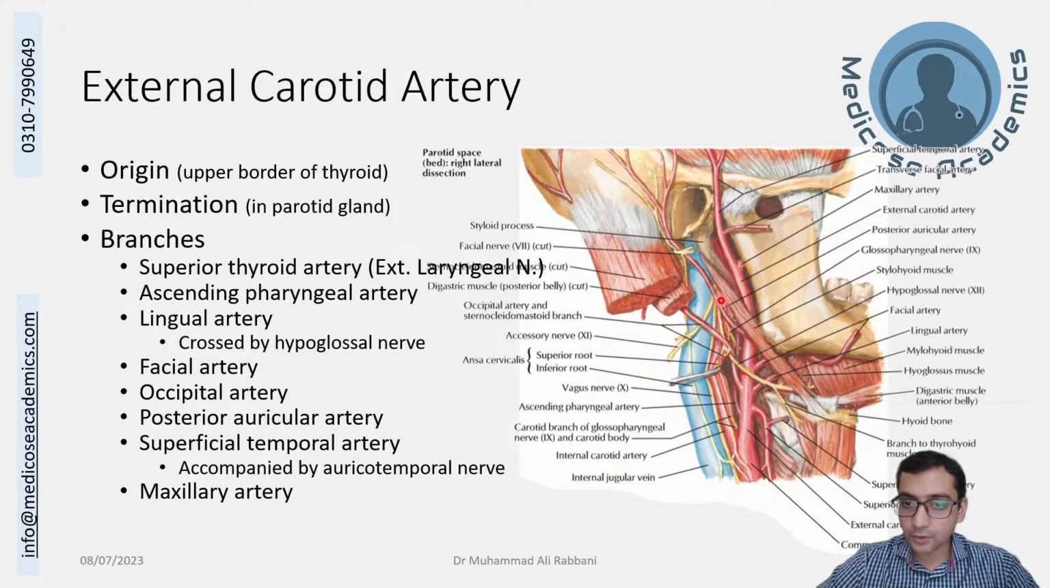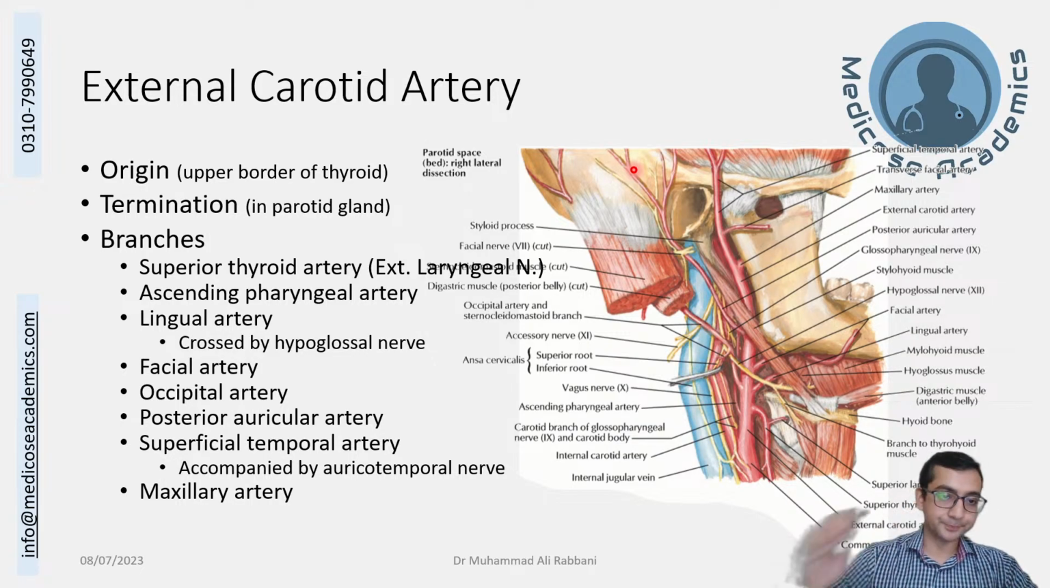And there is this posterior auricular. It moves below and parallel to the stylohyoid and just in front of the sternocleidomastoid and back of the ear to supply the region just behind the ear. And then we are left with one artery that is known as the ascending pharyngeal artery.